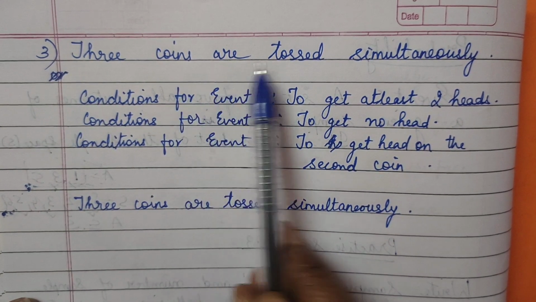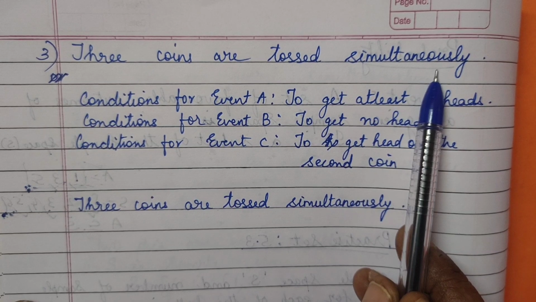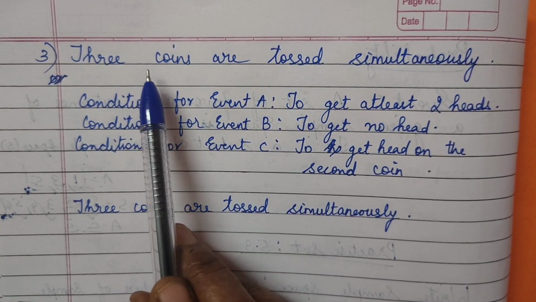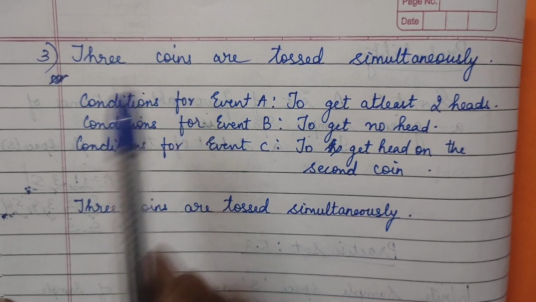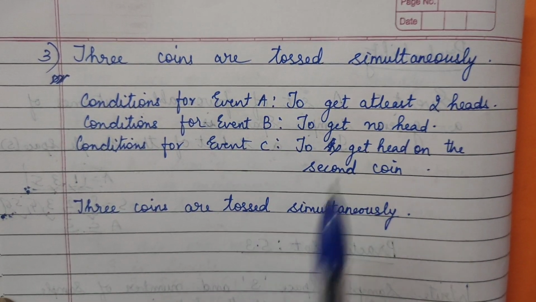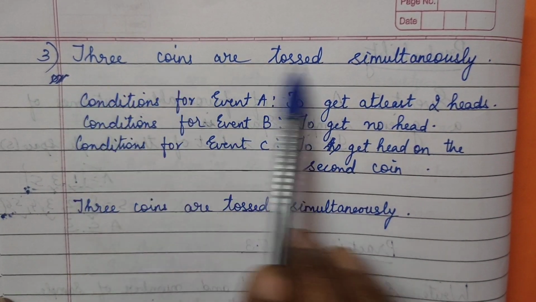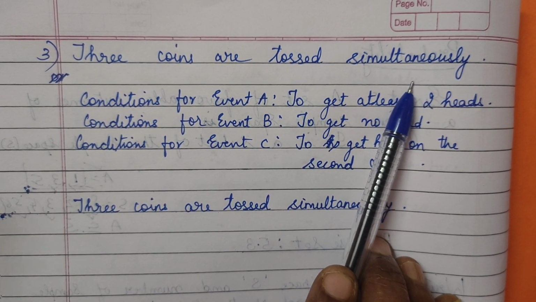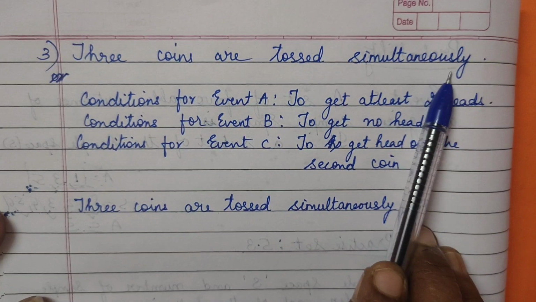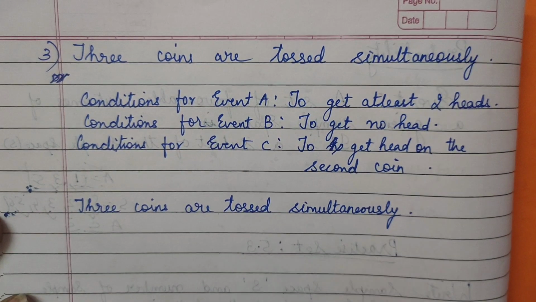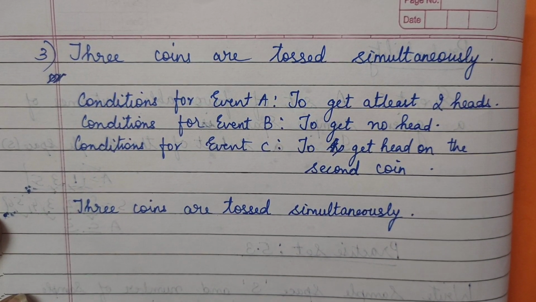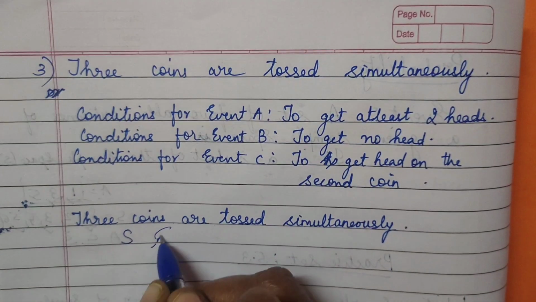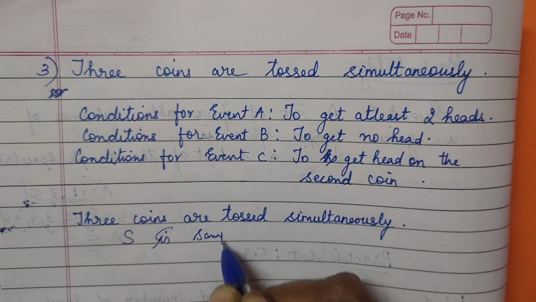Question now. Three coins are tossed simultaneously. I want to give additional information here. See, even if a single coin is tossed three times, that also means the same. Whether we toss one coin three times or three coins once, the sample space is the same. So now here we are going to write the sample space, S.